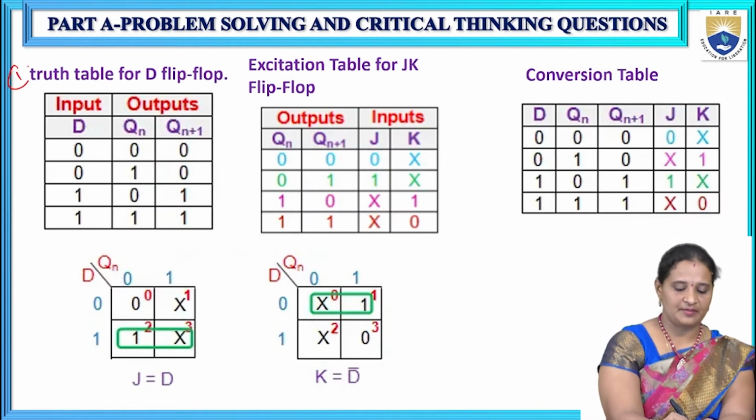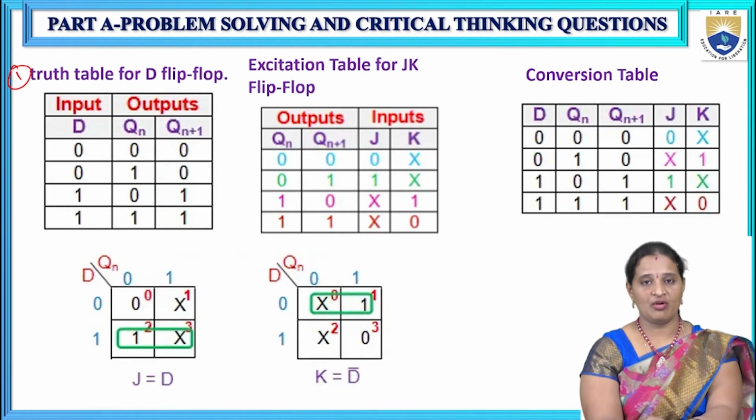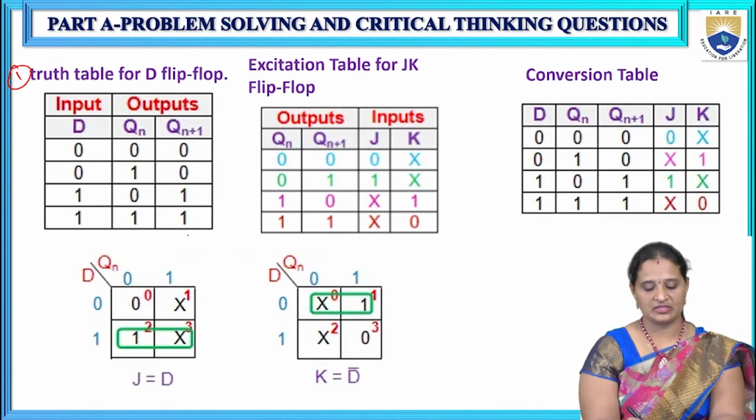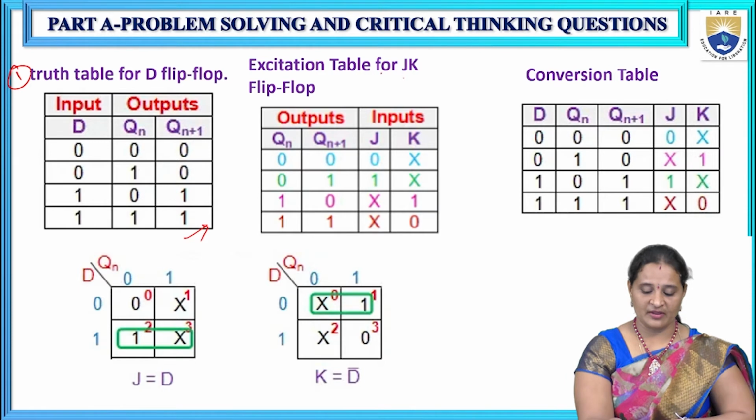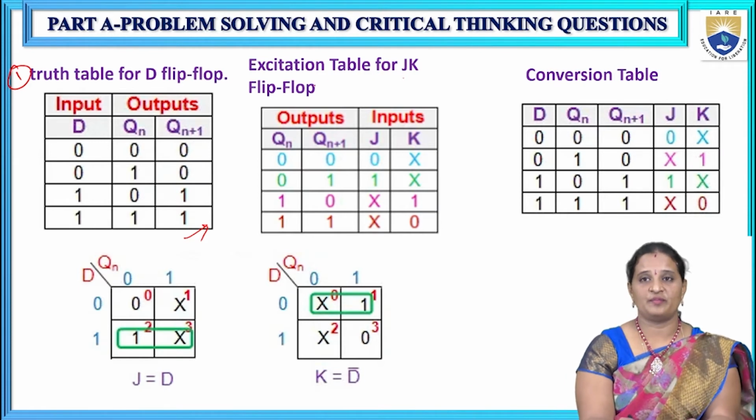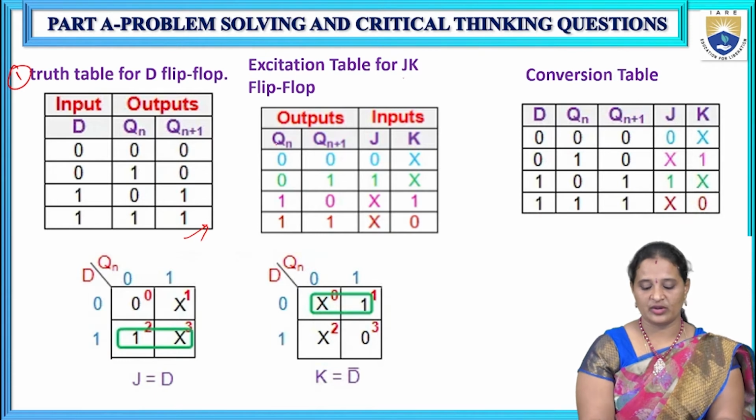What is the first step? Get the truth table of the desired flip-flops. The desired flip-flop is the D flip-flop. So this is the truth table of the desired flip-flop, and the excitation table of the given flip-flop. What is the given flip-flop here? JK flip-flop is my given flip-flop. So the excitation table of the JK flip-flop is this one.